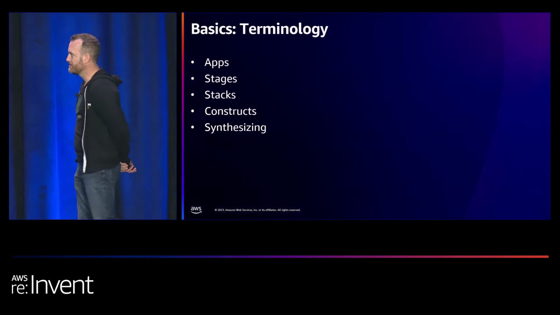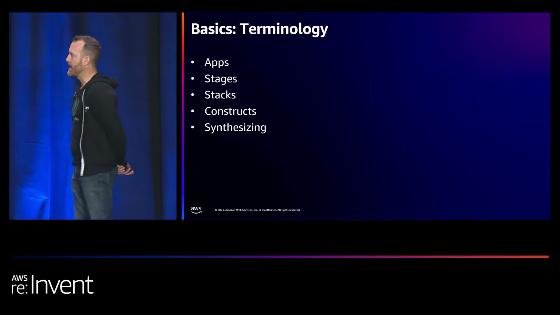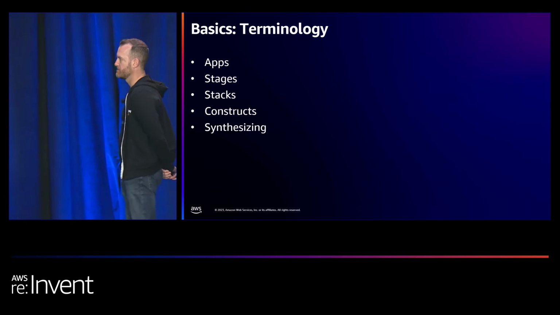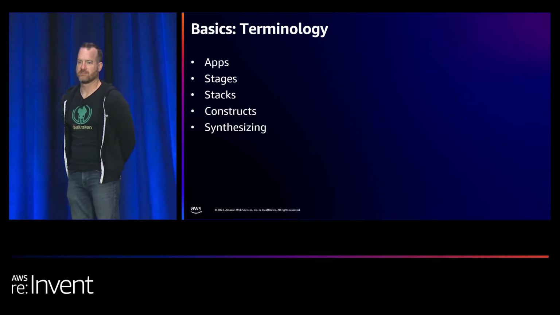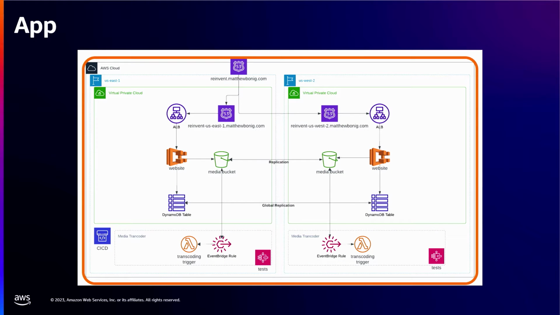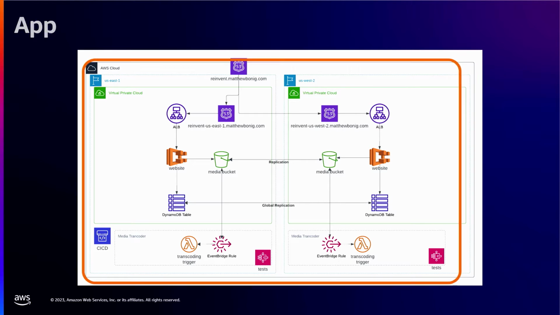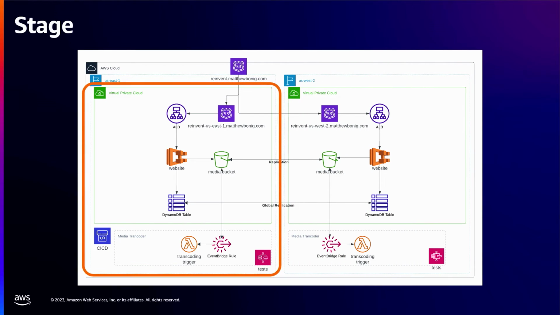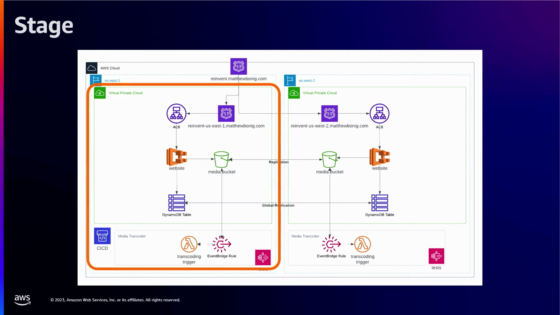So some basics to get us started. Every CDK app has stacks, stages, constructs, and when you get those things all built, you synthesize them into CloudFormation. So the whole thing is an application. The whole thing all together makes up an app. And then everything that gets deployed into one of the two regions is a stage. Everything that's deployed into the regions is redundant and copied back and forth. So it's basically the same stage into both regions.